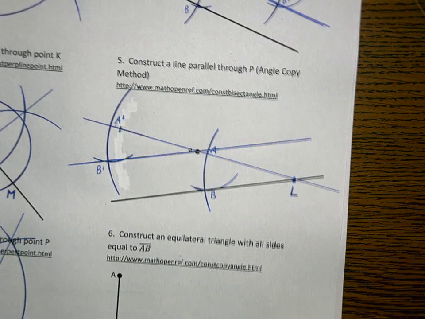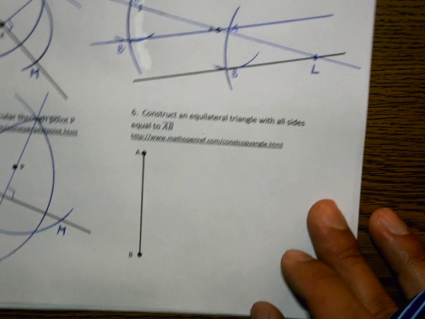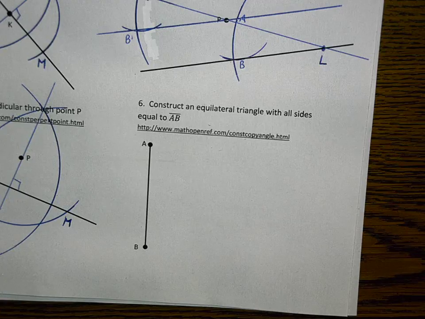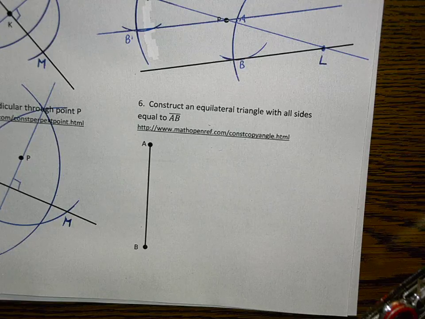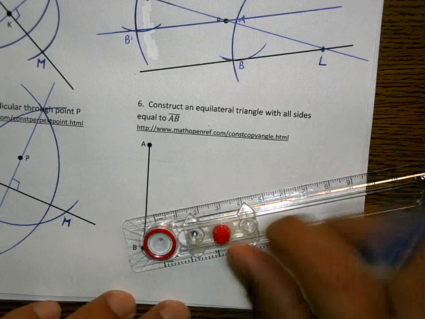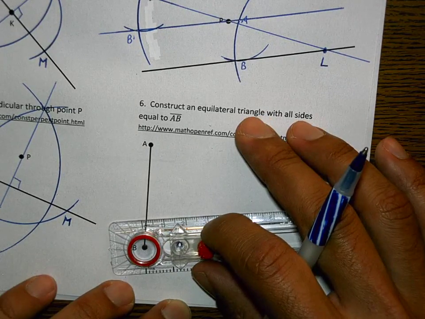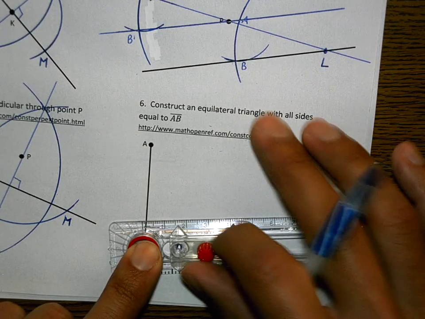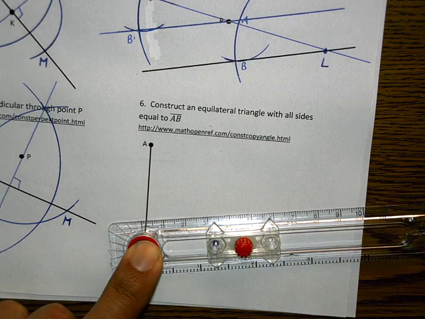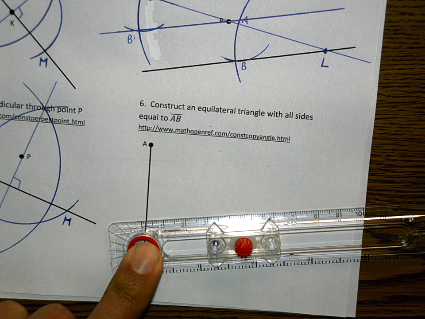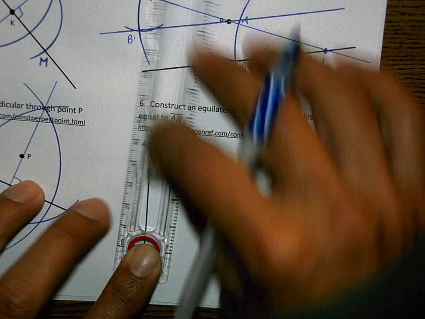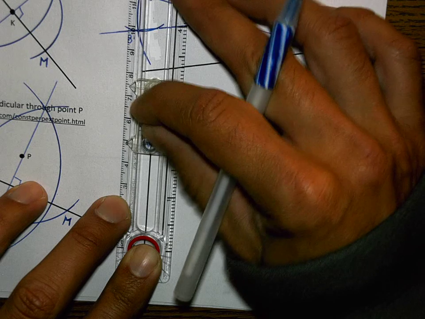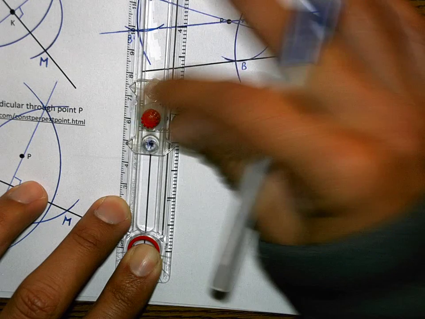Last one, number 6. Construct an equilateral triangle with all sides equal to AB. This one's easier than you think. We did this last time just in case, but we called it a 60-degree angle. What I'm going to do now is put my bullseye on B and adjust my slider until the holder is over A. And then I'm going to tighten it up.